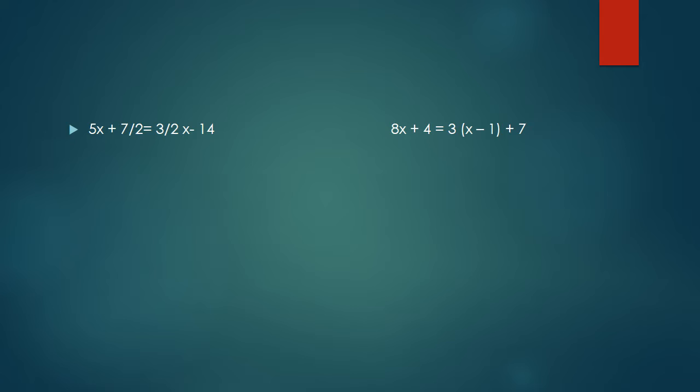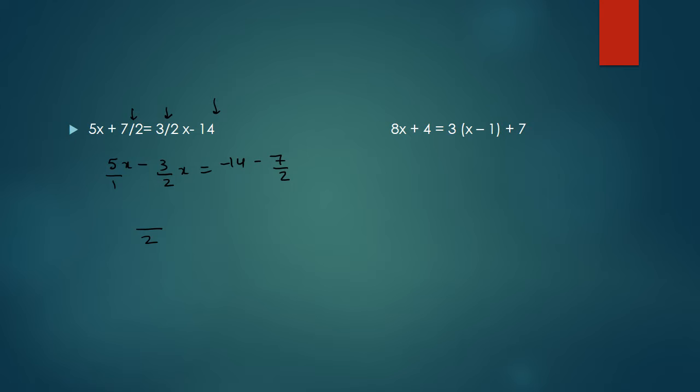We have some more questions here where you have to find out x. As I told you, you have to bring all the like terms together on one side. So 5x, this is plus 3 by 2x, so it will become minus 3 by 2x. Here it is minus 14 already on the right hand side, so I'll bring this 7 by 2 in minus form here. Now take LCM, so 2 ones are 2.